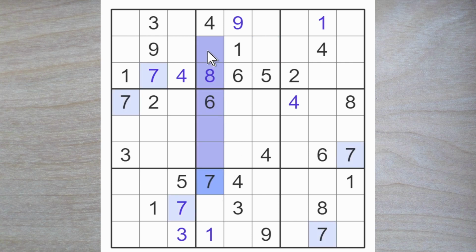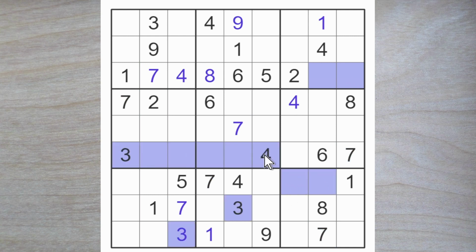So 7 blocks up. One of these is a 7 blocking down. So 7 must, and these 7s block across, right? So here's a 7. 3 in one of these squares. 3 in one of these, and this 3 blocks over. Close, but not close enough.